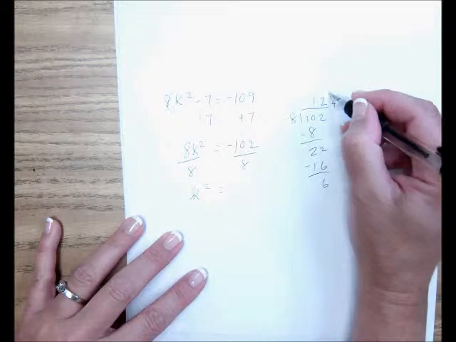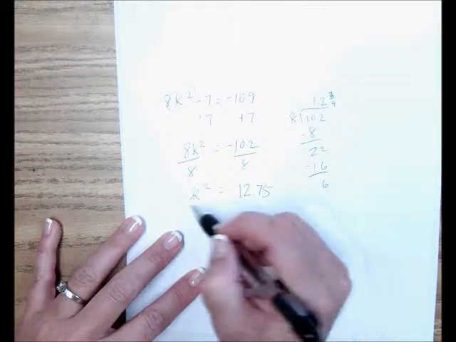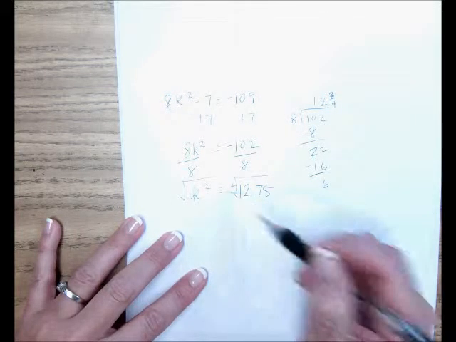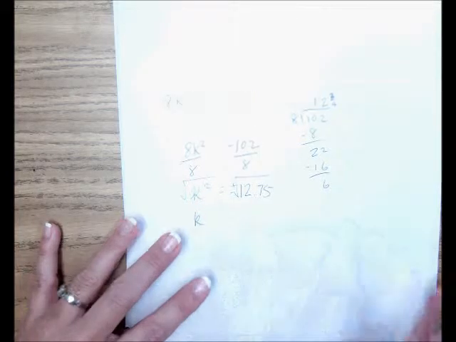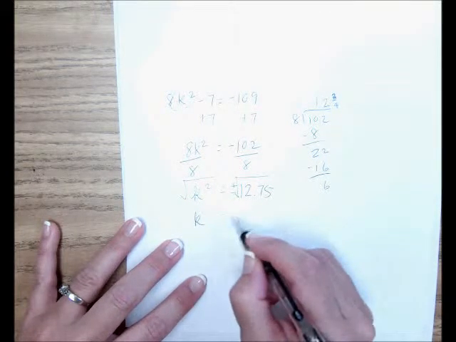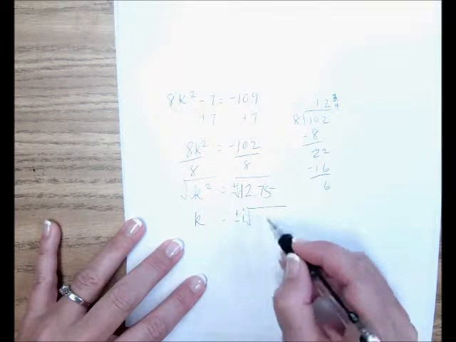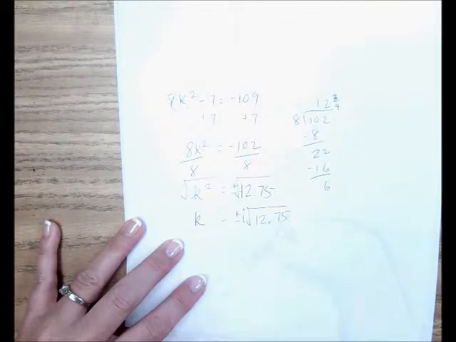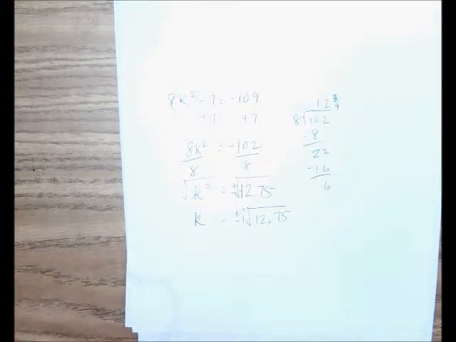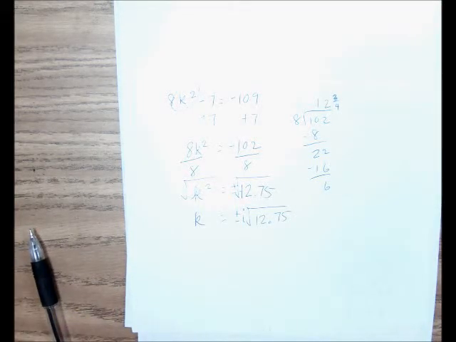So that's 12 3/4. Well, again, it's not a perfect square, so I can't take the square root of it easily. So again, your answer is k equals plus or minus i times the square root of 12.75. So that one's a little bit more difficult. Hopefully this will help you understand how to solve using square roots.